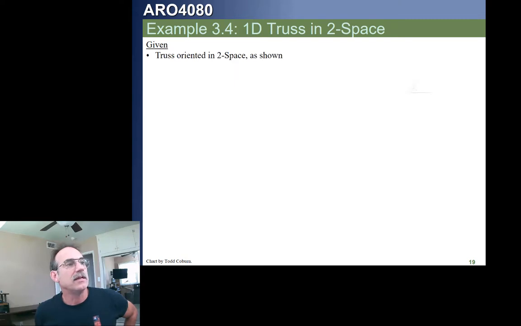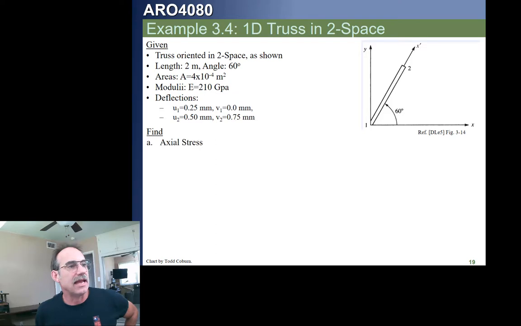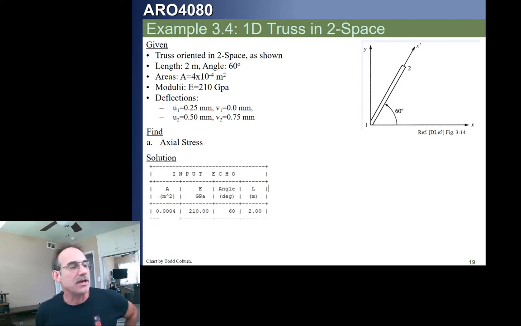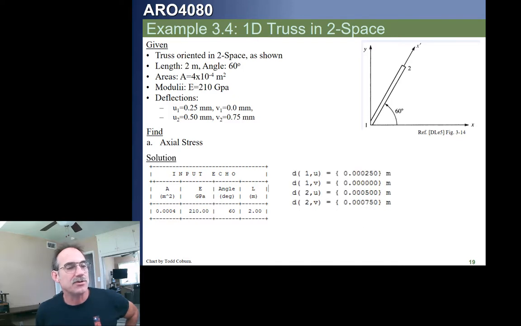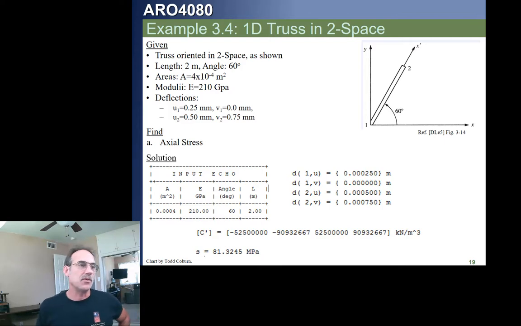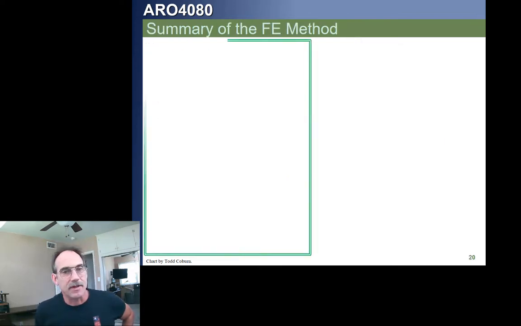Here's a little example. Let's say we have a truss oriented in two space. Here's the length and the angle and the areas and the modulus. And if these are our displacements, let's say we want the stresses. The easiest way to do that, since we already have the global displacements, is to take those global displacements and multiply them by our C sub P of the element, which is shown there, and that gives us our stresses. The other way is to go through the whole process, calculate the forces, and that can do the same thing.